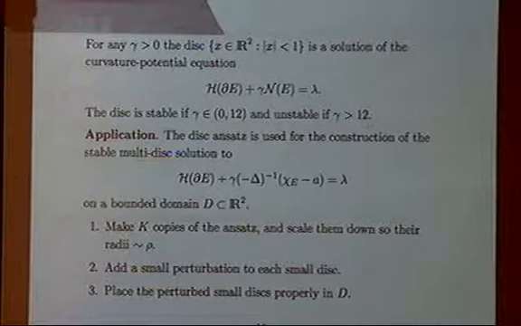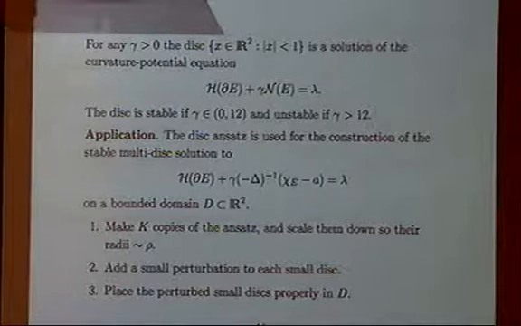And once we know the stability property of the disk, we'll be able to prove our first theorem. As an application of this disk ansatz, we first take the ansatz and scale it down, shrink it, make it small, and then take multiple copies of the small disk and put all these copies in a bounded domain.